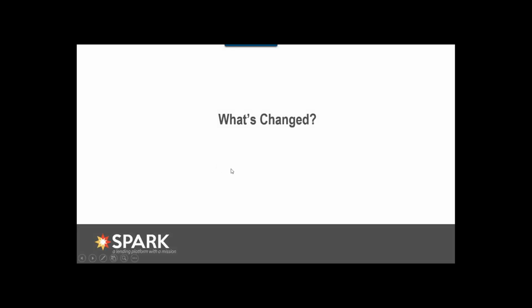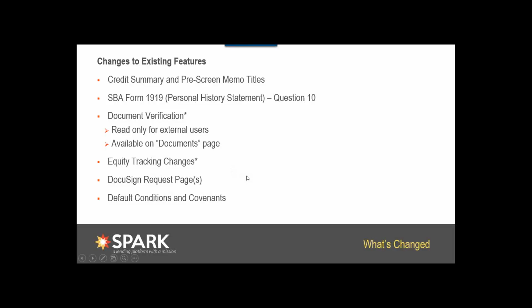So now on to what's changed. We have an update to the credit summary and pre-screen memo titles. Beforehand, it just said credit summary or pre-screen memo. Now it's actually going to be named as you name it, so if you call your credit summary a credit memo, it will now come up as a credit memo.